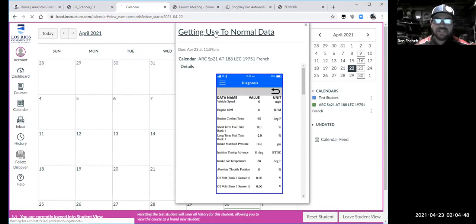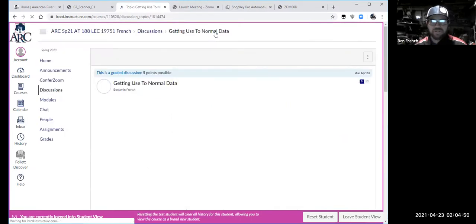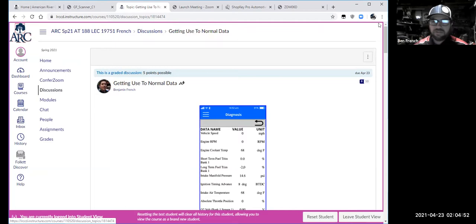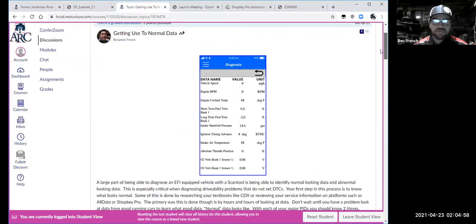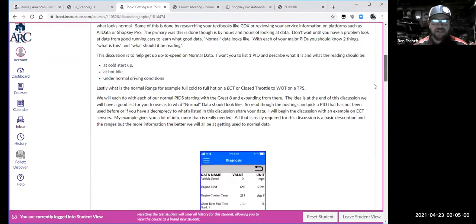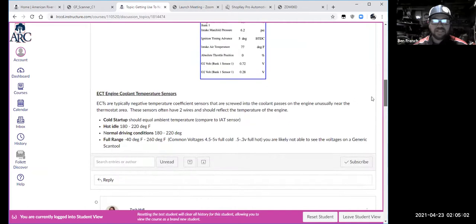In fact, let's check that out real quick, because we're starting to build a normal data list of known good values. So I took a couple screenshots here and I did a section on engine coolant temperature sensors, where we talked about how an engine coolant temperature sensor, you know, it's all about what temperature is that engine. And so that sensor is going to vary based on how long the engine is ran, right?